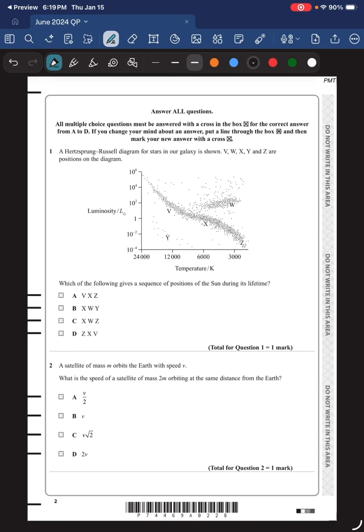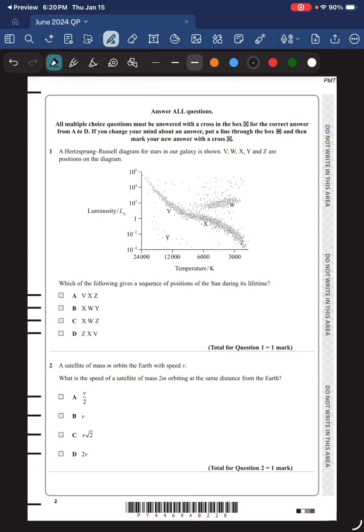Question 1. This is a multiple choice. This is the multiple choice section. In the international exam, this is called section A, but this is not the case in the UK exam, I guess. So, question 1. A Hertzsprung-Russell diagram for stars in our galaxy is shown. V, W, X, Y, and Z are positions on the diagram. Which of the following gives a sequence of positions of the sun during its lifetime?